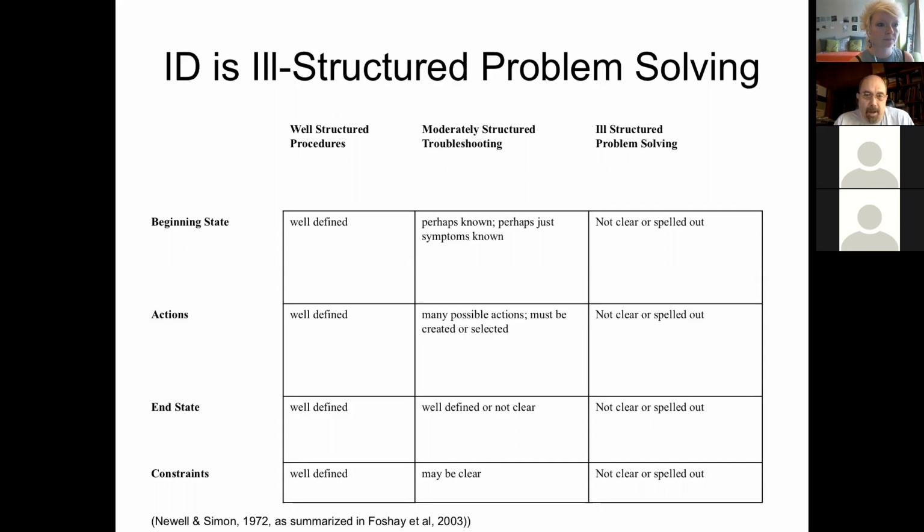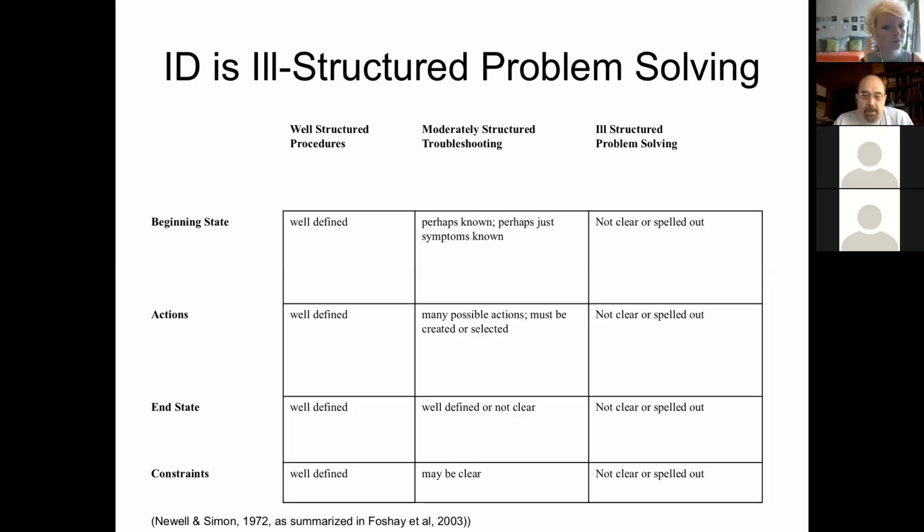Contrast that with moderately structured problems such as troubleshooting, and with ill-structured problem solving. Let's take a look, first of all, at the ill-structured problem solving column over on the right. First of all, the beginning state is not clear and it's not spelled out. Secondly, the actions that you take in order to solve the problem are not clear or spelled out at the beginning of the project. Thirdly, you don't know what the end state is. You don't know what a solution would look like when you start a project. And fourthly, lots of times the constraints on the project are not clear and they're not well known.